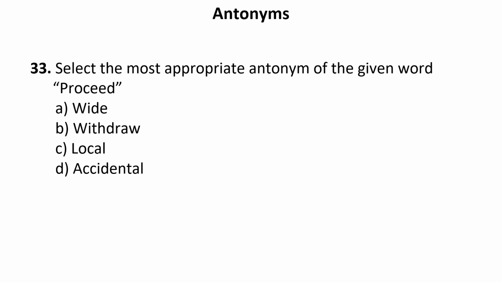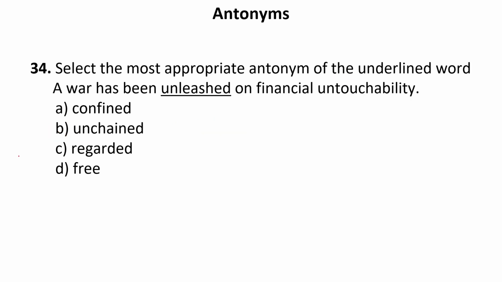Now let us move to the next one. Select the appropriate antonym of the word proceed. Proceed means to move further. So the antonym will be withdraw, means to step back or to pull out. Now let us move to the next one. Select the most appropriate antonym of the underlined word, that is unleashed. So the antonym of this word will be confined. Unchained and free are the synonyms of this particular word. So our answer is A.